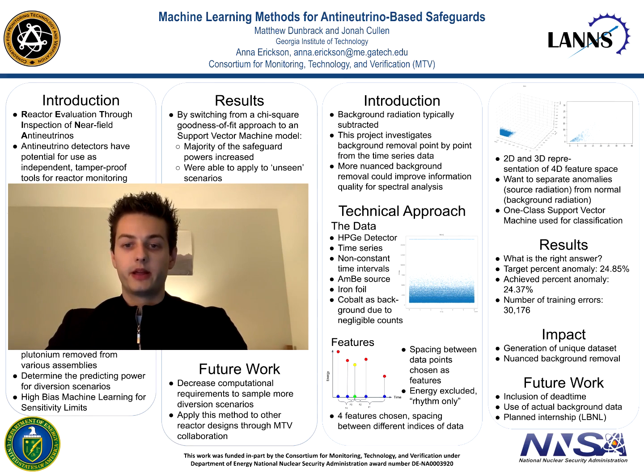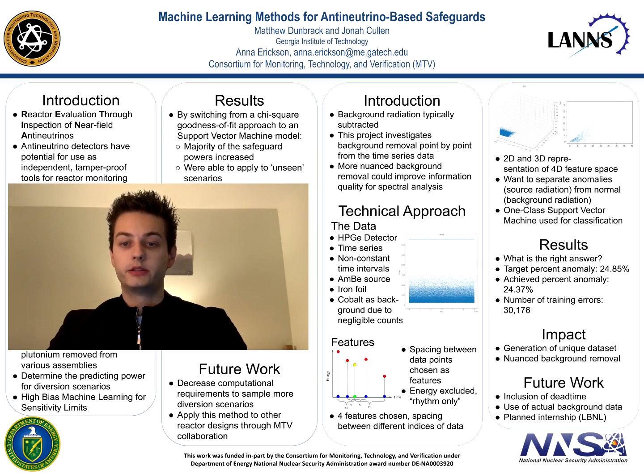The data was collected by irradiating an iron foil with an AmBe source and placing the irradiated foil on an HPGe detector to collect energy counts as time series data. This data has non-constant time intervals due to the fact that the data is created when an event is registered in the detector. For this reason, the spacing between the data points was chosen as the features for the model to act on. Energy was excluded as a feature, and only the rhythm of the data, so to speak, was used for classification. Four features were chosen for each data point, being the delta time between that point and four other points as shown in the figure.